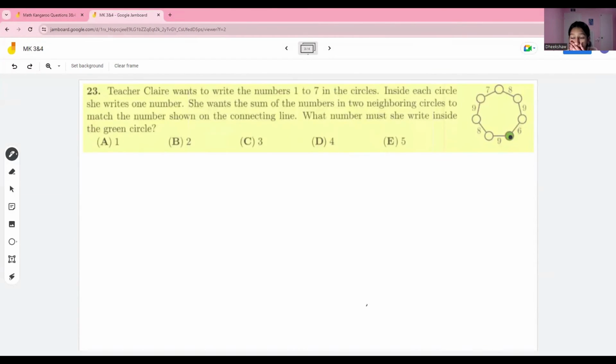Let's try 4 instead. 4, 2, 7, 1, 6, 3, 5. 5 plus 4 does add up to 9, which is why the answer to this question is 4, because writing 4 over here is the only possible solution that we can have to fit the entire circle and the rules that follow.